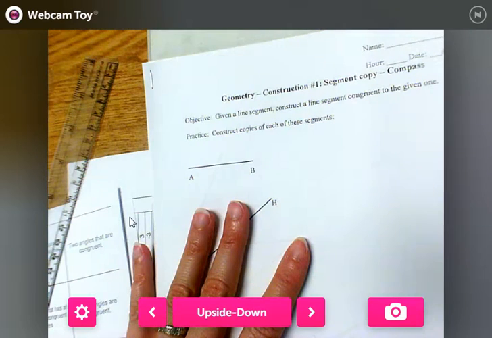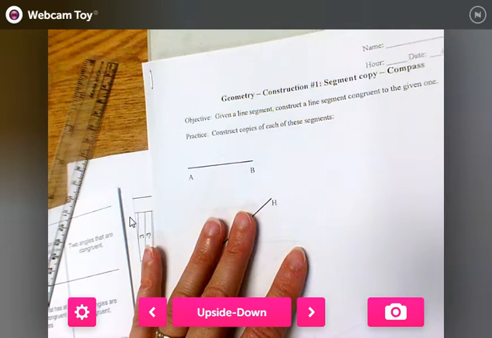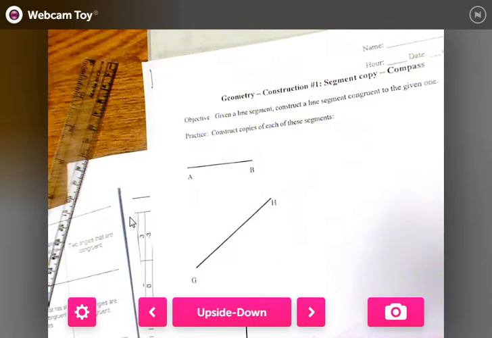So, yes, I agree with you that that's a better idea. But in this case, I need you to know how to do it so we can do other things that you can't do perfectly with a ruler. Okay?